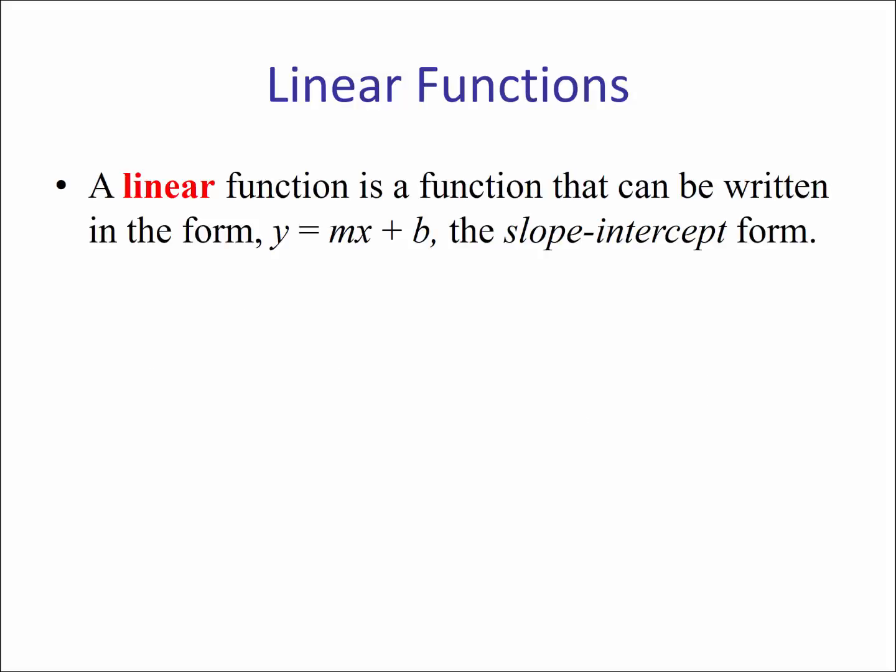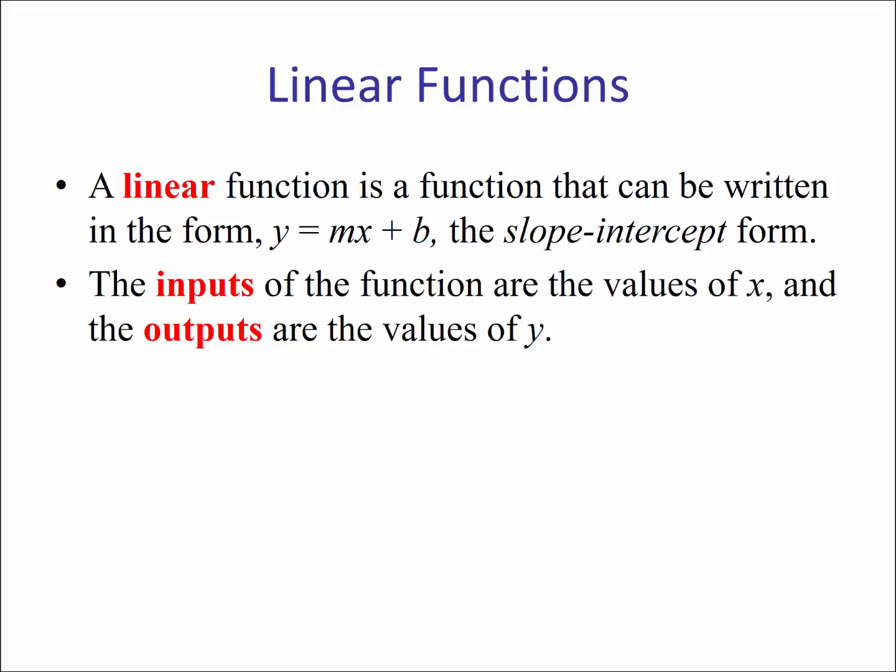A linear function is a function that can be written in the form y equals mx plus b. We also call this the slope-intercept form. m is the slope and b is the y-intercept. Now we know there's a special relationship between the inputs and the outputs of a function. So the inputs of a linear function are the values of x and the outputs are the values of y.